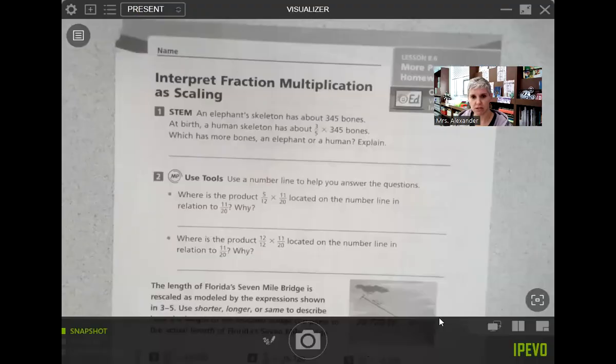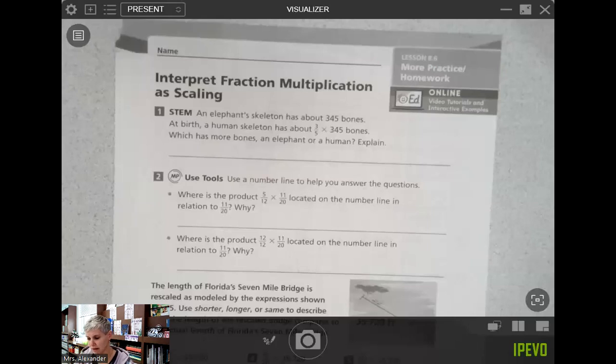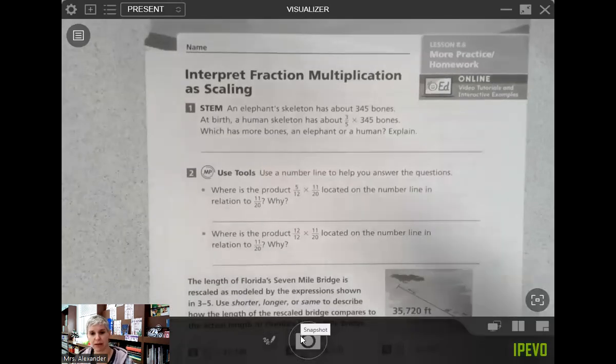We are working on module 8, lesson 6, almost to the end of this module, and we were interpreting fraction multiplication as scaling. This was kind of a weird lesson, wasn't it? So let's look at this page. As you may remember, we are basically just talking about how the numbers compare depending on what we're multiplying.